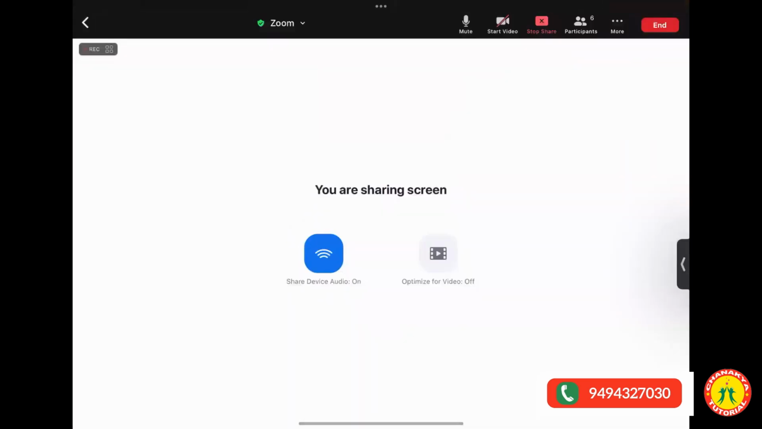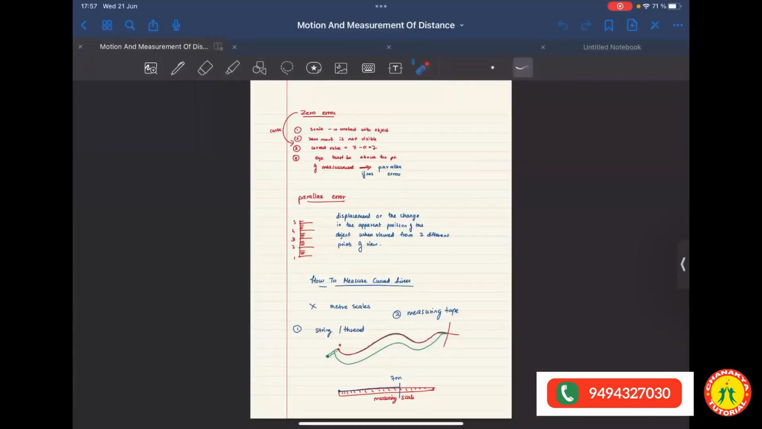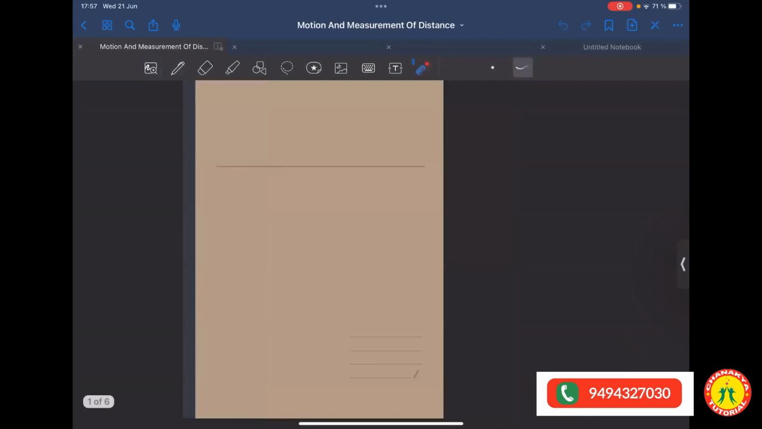So today we'll be seeing the continuation of motion. I'll give you a small revision of whatever we learned so far, because it's been a long time since we saw this chapter. We'll finish off this chapter and then we'll see what we can do. I'll just share my screen in a minute. I hope it's visible.